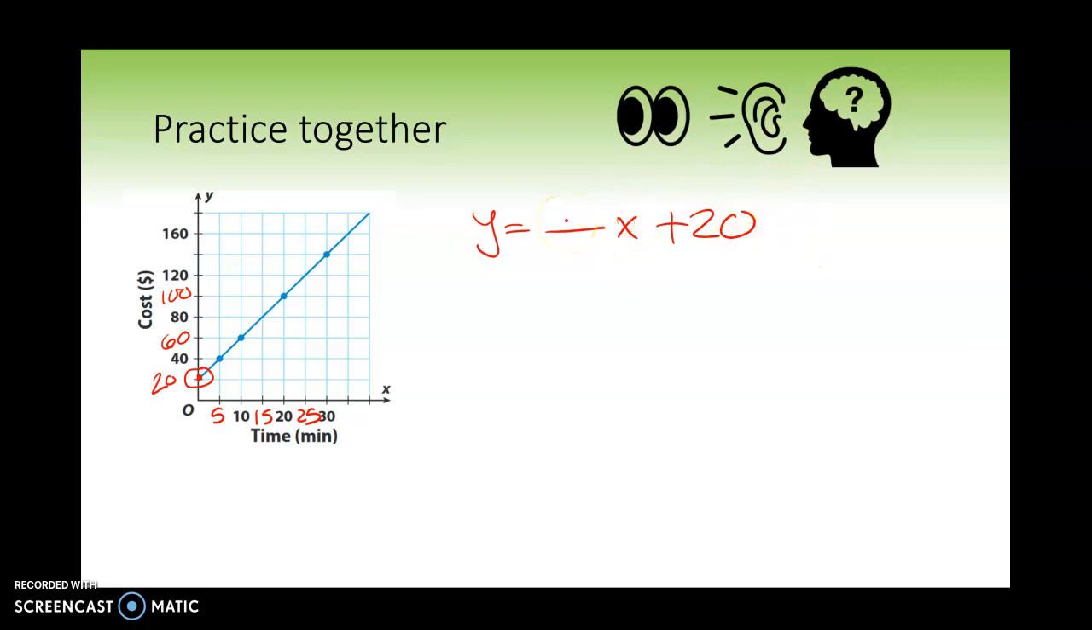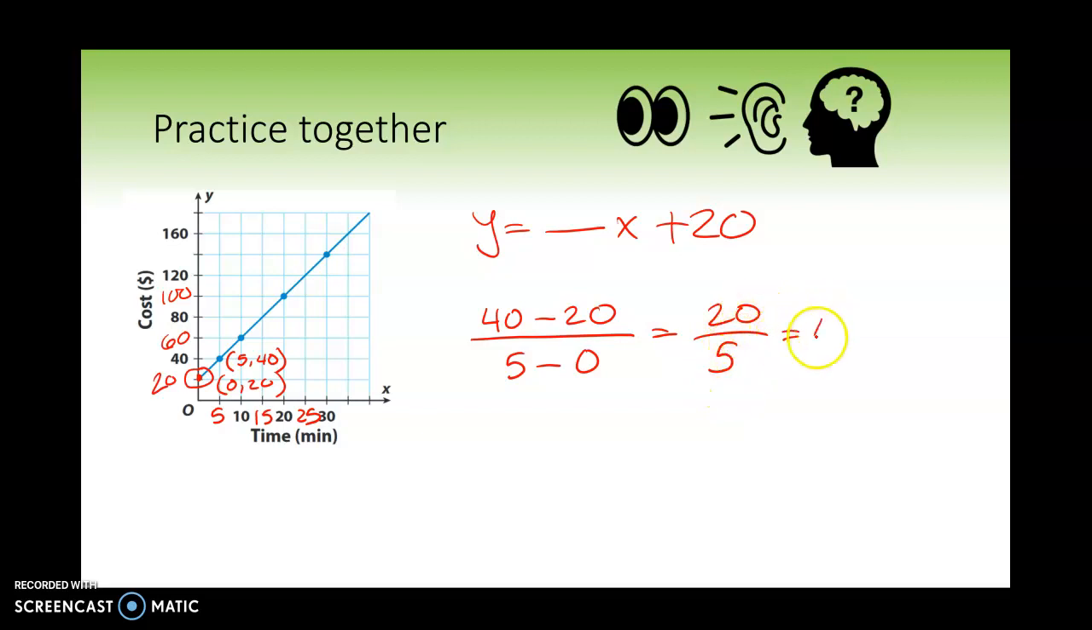Now we've got to find slope. So this ordered pair, we got 0, 20, and this next one is 5, 40. So y2 is 40 minus y1 is 20. x2 is 5 minus x1 is 0. 40 minus 20 is 20. 5 minus 0 is 5. 20 divided by 5 is 4. And this goes right there.